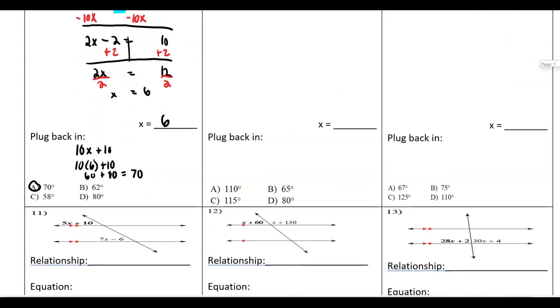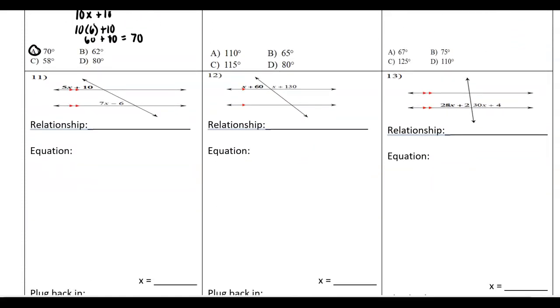And then the relationship in number 11 is corresponding. Remember, same side, but skip an angle. These are both acute angles. So again, they're congruent. So you're going to set them equivalent to each other, equal to each other.